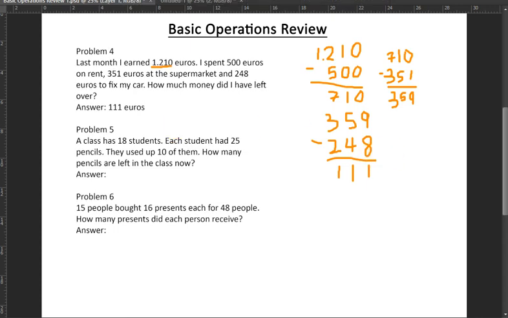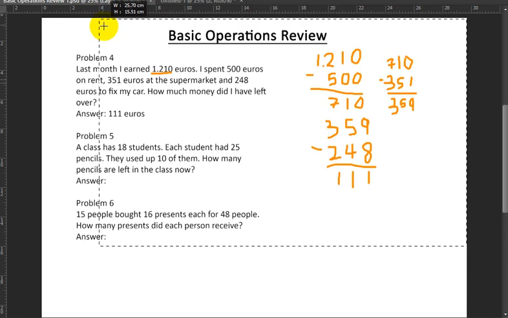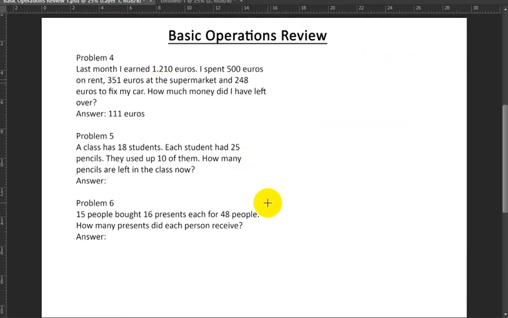Okay. Let's move on to problem 5. A class has 18 students. Each student has 25 pencils. They used up 10 of them. So each student used up 10 of their pencils. How many pencils are left in the class? So to solve this, we first need to find out how many pencils each student has left. Since they had 25 and they used 10 of them, how many do they have left? Well, 25 take away 10, which means 15.